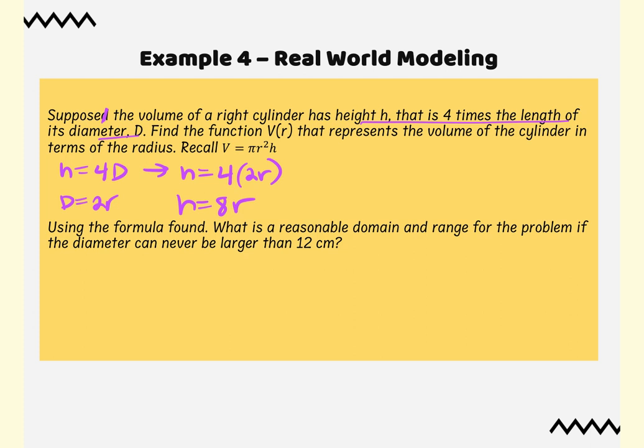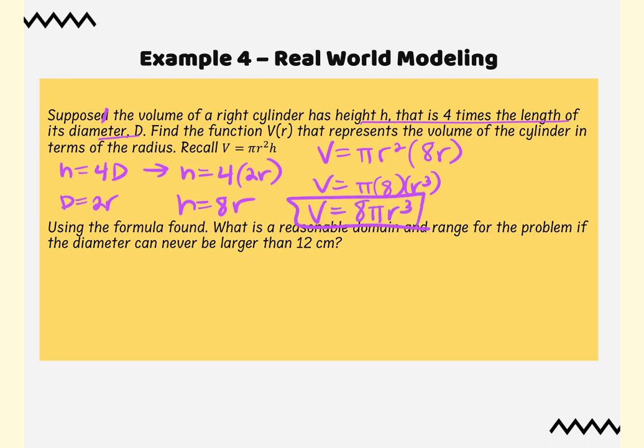Then, obviously, I need to find the volume. So the volume would equal pi, r squared, and my height is 8r. So the volume is pi times 8 times r cubed, or 8 pi r cubed is how I would write it. No, order doesn't matter as long as you're careful and make sure that you don't do anything weird, okay?